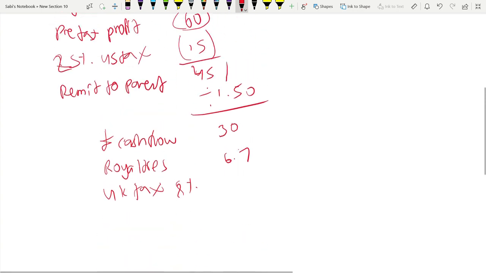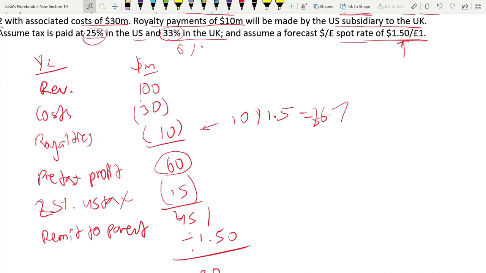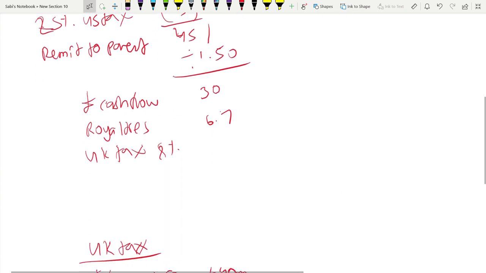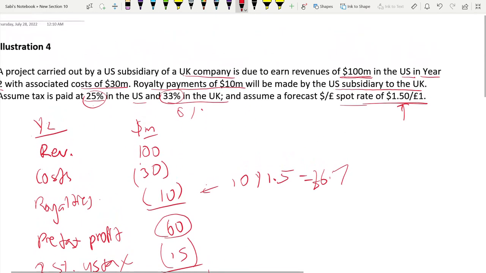After you get this profit, you have to apply the 8% UK tax on that 40 million in pounds that you have just got here, which will be pound 3.2 million. Okay, but this 3.2, you have to add something with it. What is it? The 33% UK tax on royalty. Remember, when you are paying royalty, you have to pay 33% on that royalty.